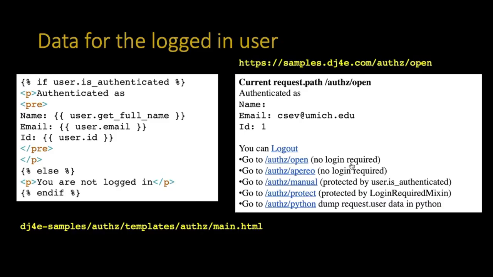So like I mentioned, there's a whole bunch of data that we can get. There is this user variable. And that user variable has their full name, their email, and very importantly, the primary key of the logged in user. But these things are only defined if user is authenticated is true.